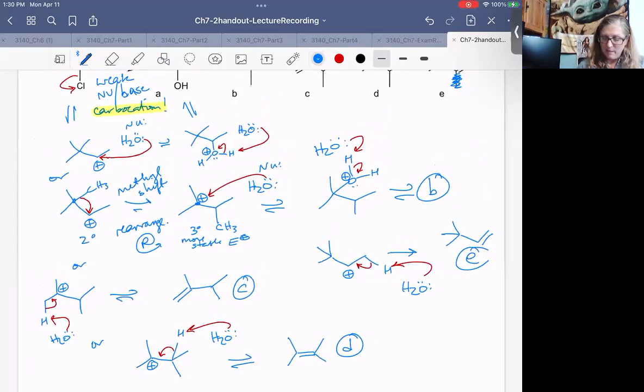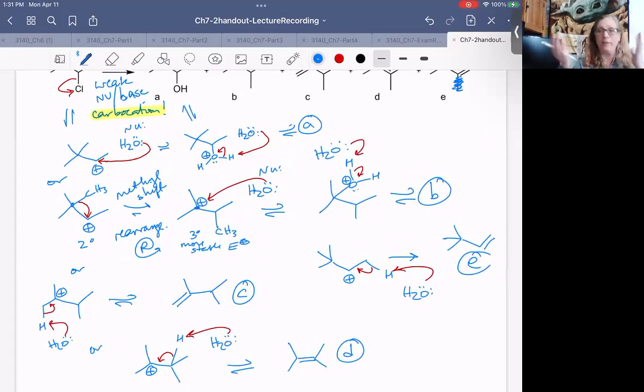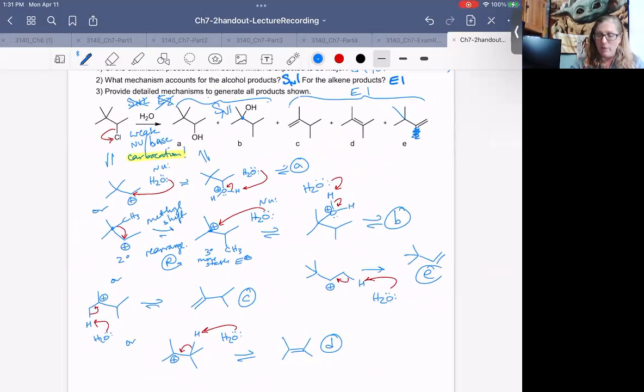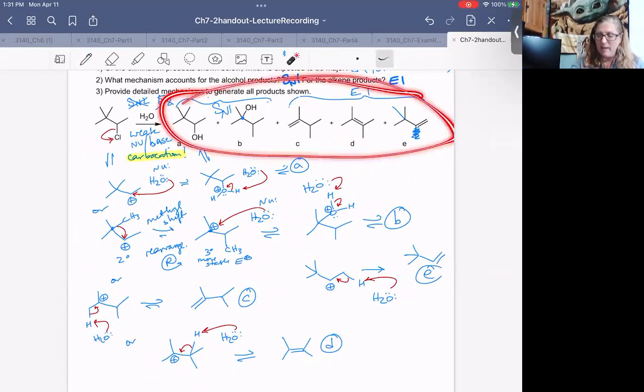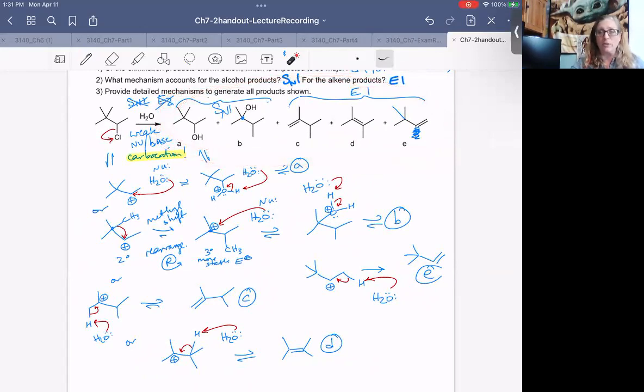So this is how we get to all 5 of our products, and we're going to very often get mixtures like this. So this is great practice. Make sure that you know how to form a carbocation when you expect carbocation reaction conditions, because we have weak nucleophiles, weak bases, and then recognizing that sometimes carbocations rearrange. So as a result of both the rearrangement and the fact that it's a carbocation, I have a huge mixture here of both substitution products from the Sn1 mechanism and elimination products from the E1 mechanism.